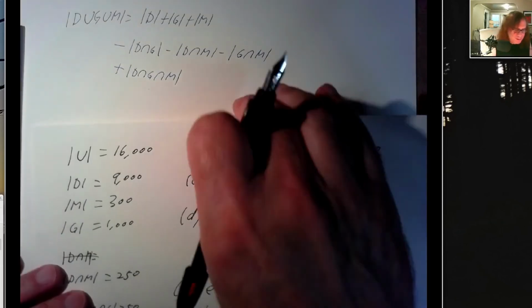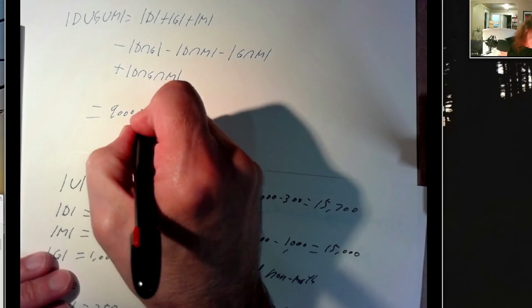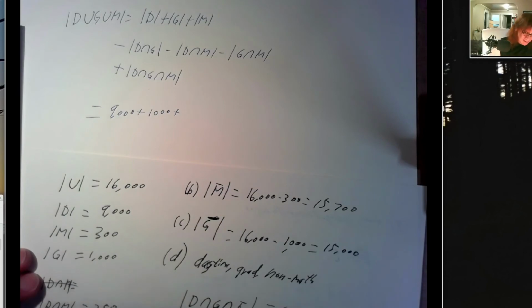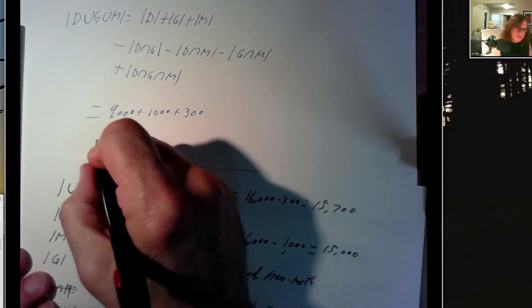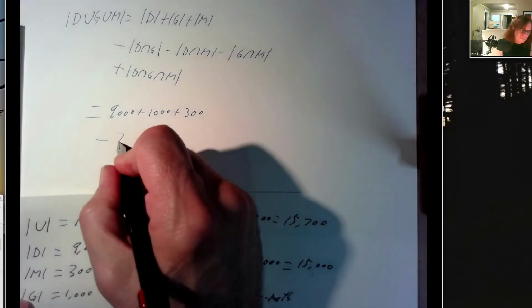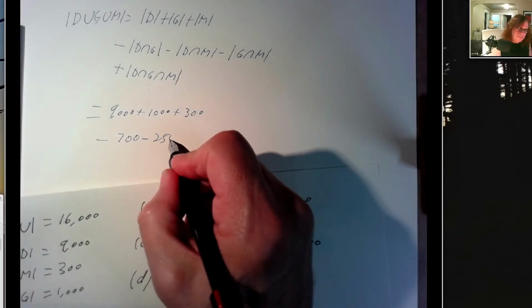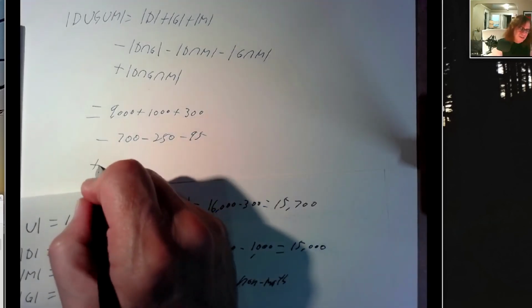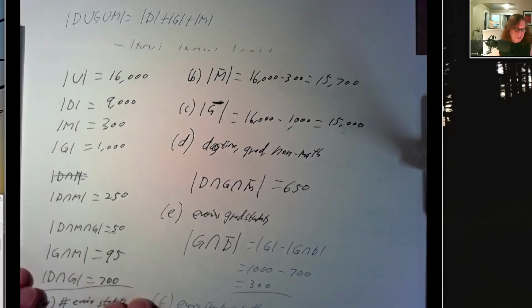All right, well, I think we have most of this information available. So the number of daytime students is 9,000. The number of graduate students is 1,000. The number of math majors is 300. Minus the number of daytime graduate students, which was 700, minus the number of daytime math majors, which was 250, minus the number of graduate math majors, which was 95, plus the number of daytime graduate math majors, which was 50.